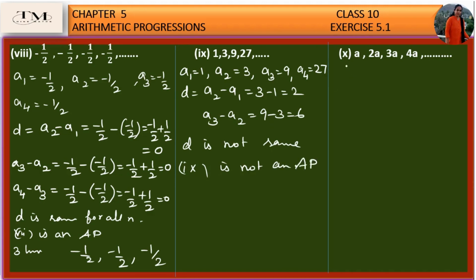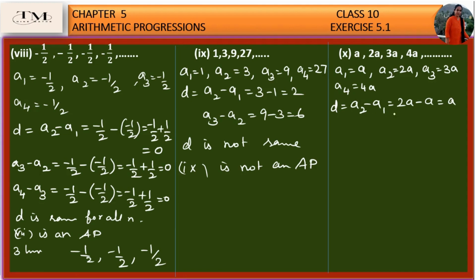So next, 10th one. Here A1 is equal to A, A2 is equal to 2A, A3 is equal to 3A, A4 equal to 4A. So what is D? A2 minus A1, 2A minus A. It is A. From 2A, if you take 1A, it is A.